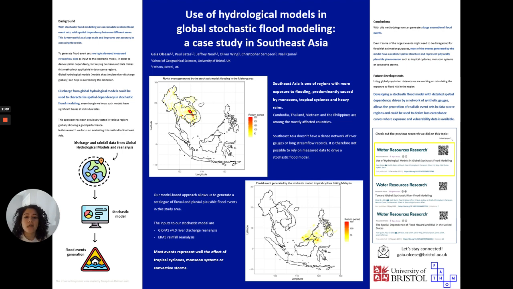Currently, we're working on calculating the exposure to flood risk in the region, and we will look into calculating economic losses in the future. The results so far are very promising in the context of stochastic modeling and consolidate our conclusions that using hydrological models can allow us to generate flood event sets in data-scarce regions.